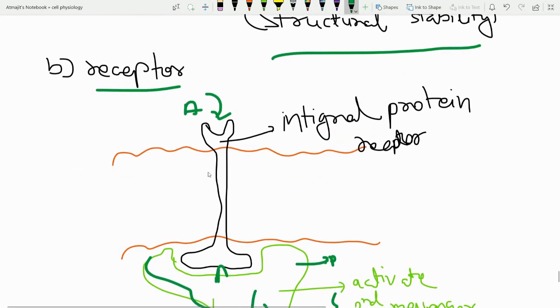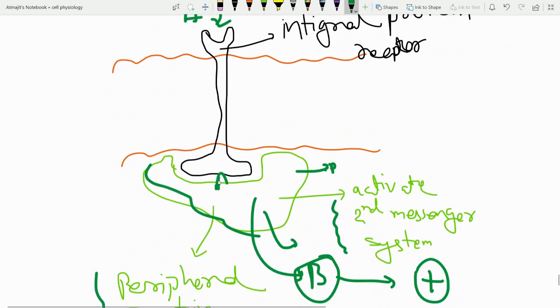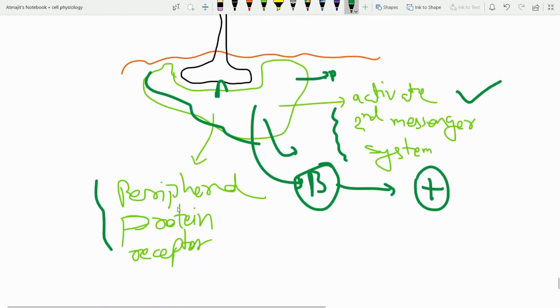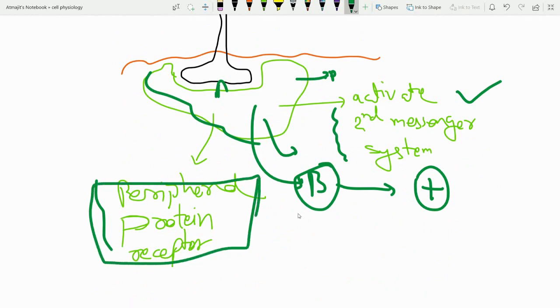Then receptor. Some receptors are joined to the integral receptor inside the cell. So this activates the second messenger system. This is a peripheral protein.